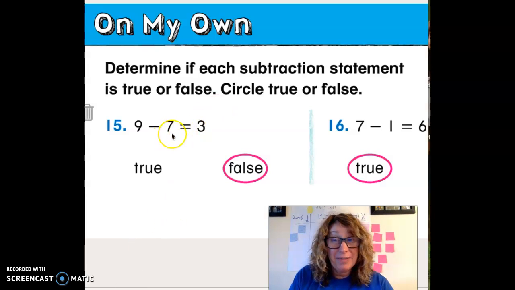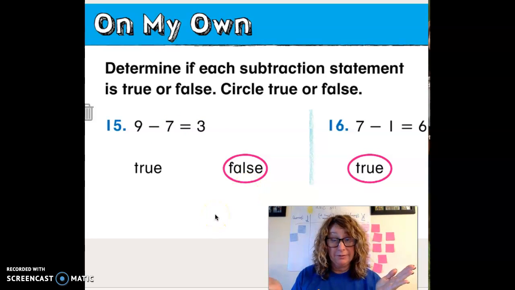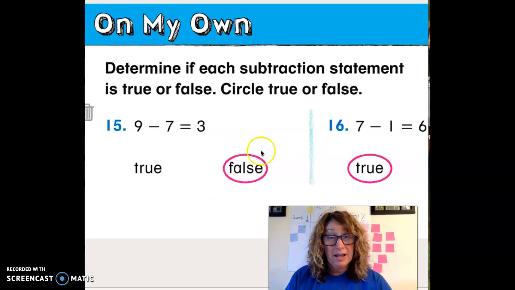Yes, 9 minus 7 equals 3 is false. What would the correct answer or difference be? Go ahead and share. 7 minus 1 equals 6. That is true, so I circled true.